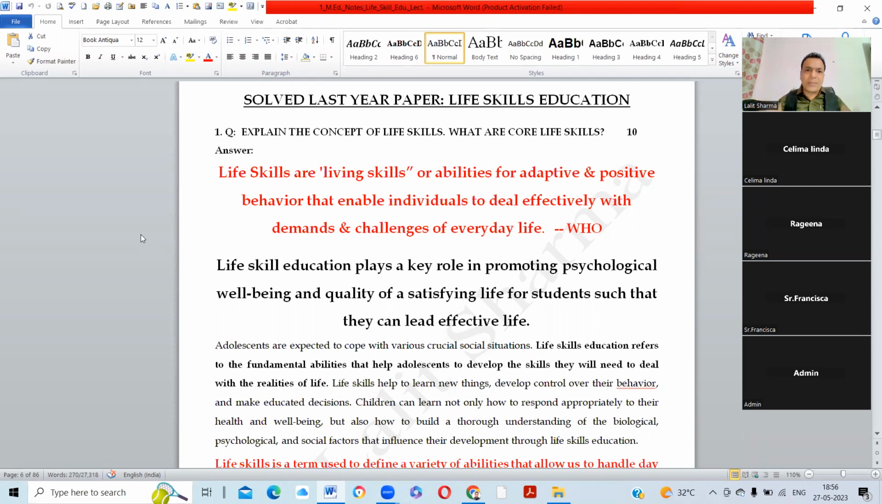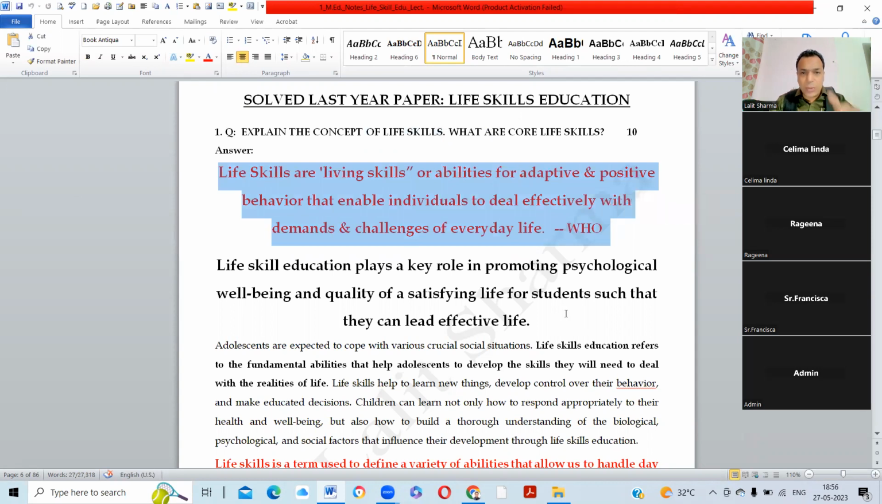My purpose is that the concept should be clear. So I will clear the concept. Later on, you can learn all these things, but I will discuss the important points. So guys, what are the life skills basically? Because this is the most important. It was said by the WHO, World Health Organization, life skills are the living skills or abilities for adaptive and positive behavior that enable individuals to deal effectively with demands and challenges of everyday life.